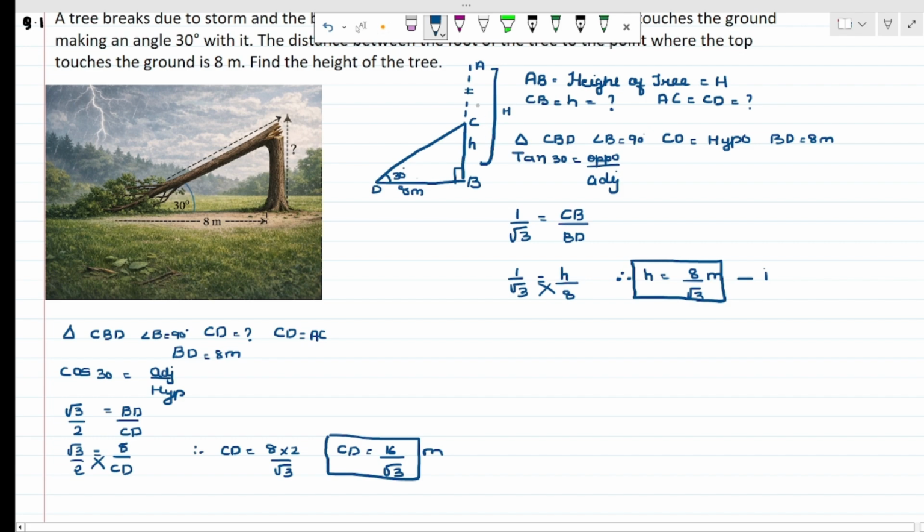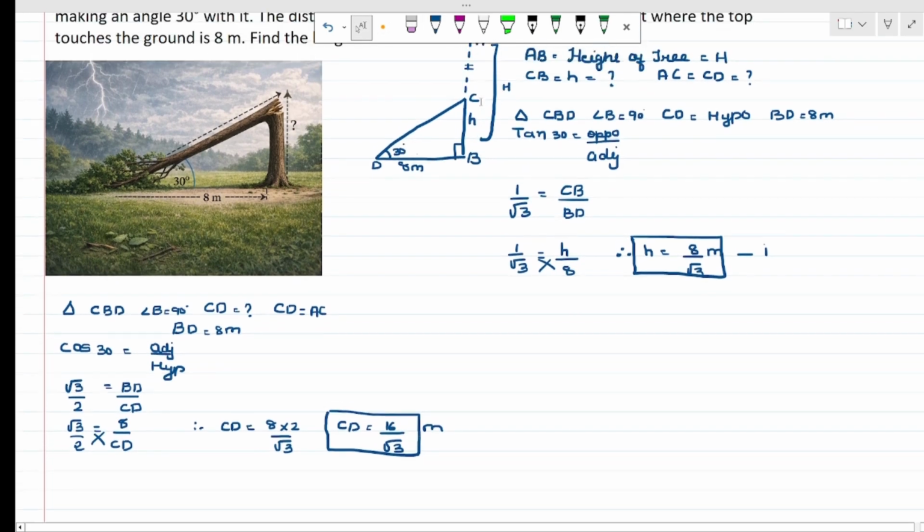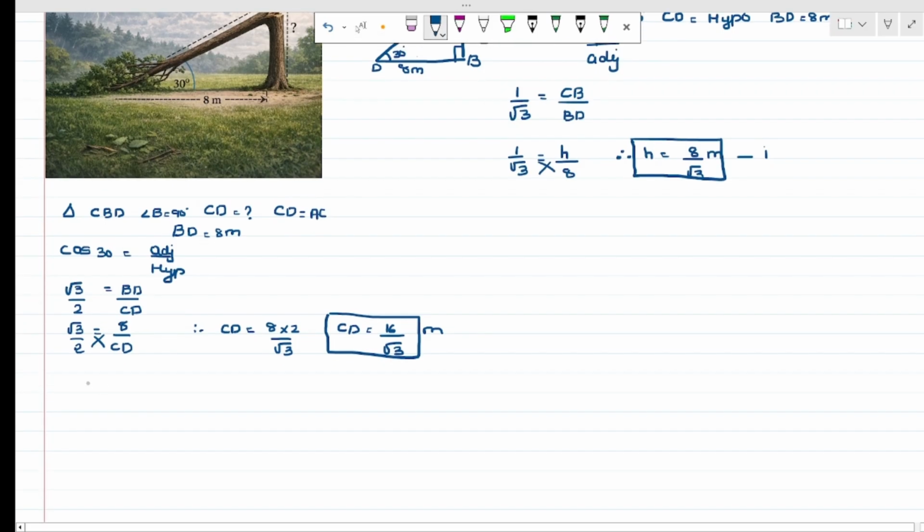Now the question was to find out the height of the tree, which is my AB. So how can my height of the tree be found out? So height of tree AB will be equal to AC plus BC. So what is my AC? My AC is 8 upon under root 3 and my BC is equal to my CD, which is equal to 16 upon under root 3. Now add them. 16 plus 8 gives me 24. So 24 upon under root 3 will be my answer.